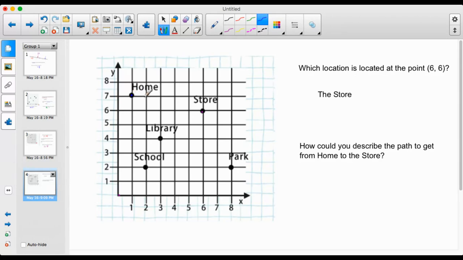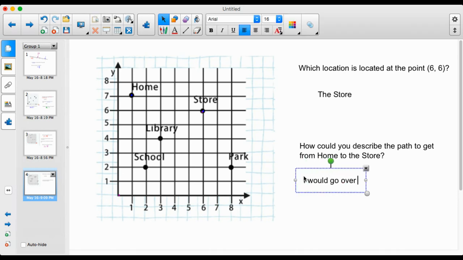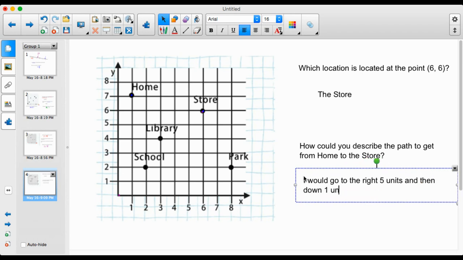Next one says, how would you describe the path to get from home to the store? So I'm going to start at home, and I have to get down here to the store. So again, there's 2 right answers that you could say here. You could say, I'd go over to the right, 1, 2, 3, 4, 5 units, and then down 1 unit. Or you could start there and go down first, 1 unit, and then over 1, 2, 3, 4, 5 units. Either way is correct. So I'm going to say I would go over, or I should say to the right 5 units, and then down 1 unit.